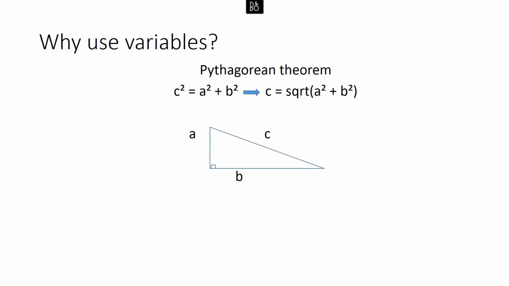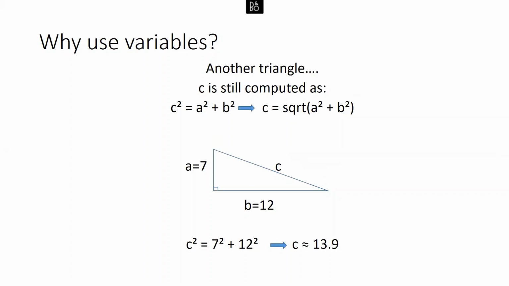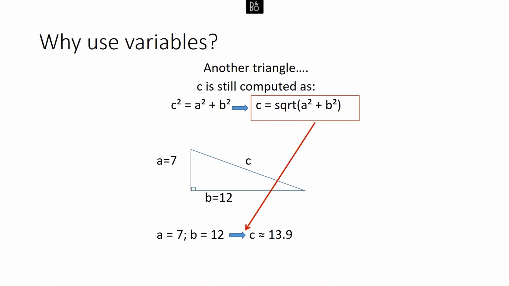If we take the Pythagorean theorem, c equals the square root of a squared plus b squared. In this example, a is 3 and b is 4. If we do the calculations right, we see that c is 5. If we then change the values of a and b, now a is 7 and b is 12, we see that the values change, but the equation that we use is the same.